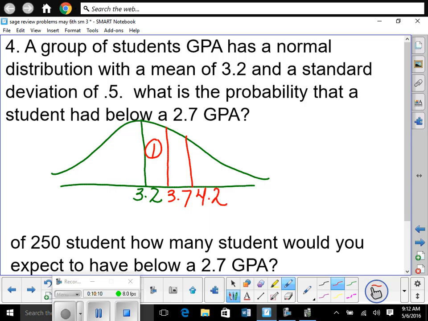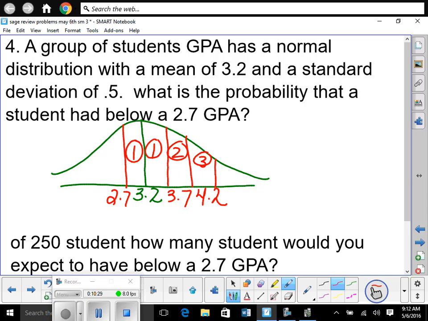And we could keep going, that's 2 standard deviations. Let's go for fun, 3 standard deviations. It's kind of getting messy here though, and I'm going to stop. Okay, let's go one below. So 3.2 minus 0.5 is 2.7. And that was one below, right?